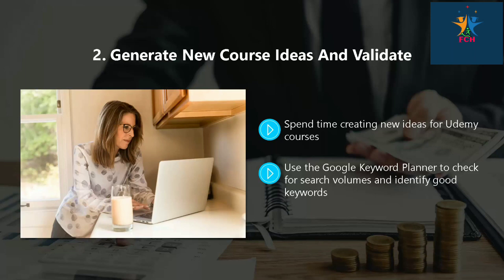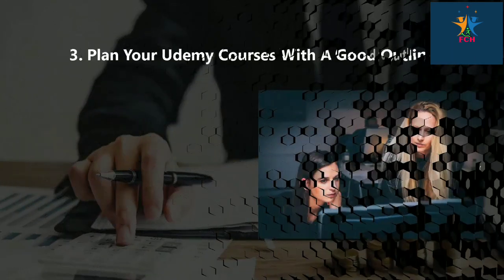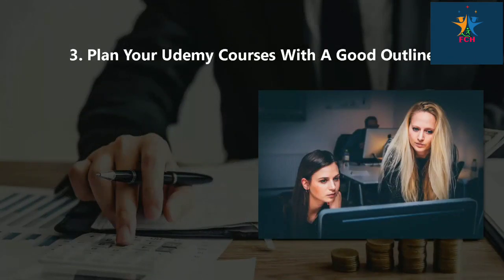Use the Google Keyword Planner to check for search volumes and identify good keywords. Check for demand on other websites such as Amazon.com. Use Udemy Insights as another validation tool, and search Udemy for competing courses to see the level of success that they are having.